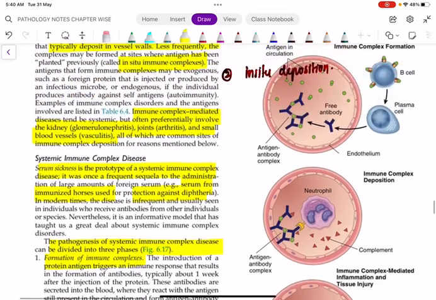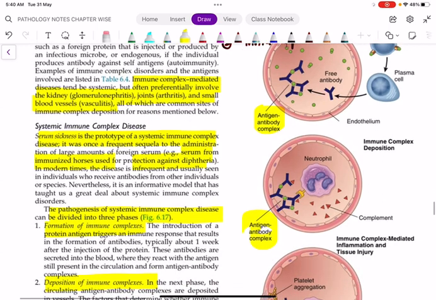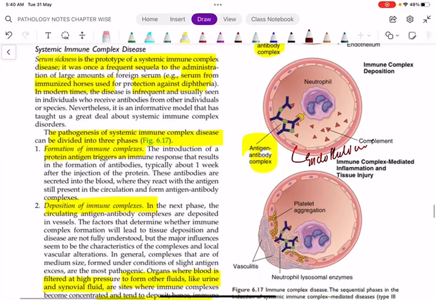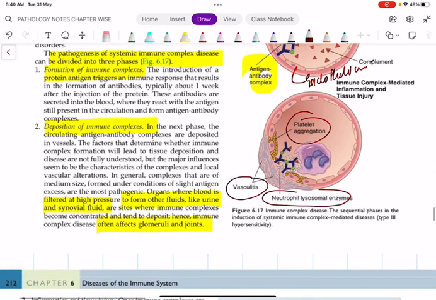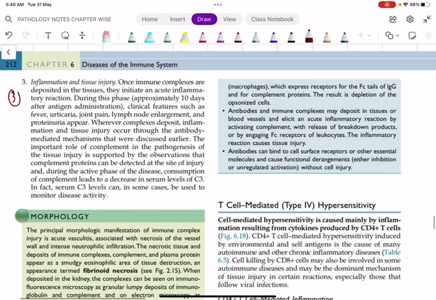So you can see here, we have an antigen in the circulation, and antigen-antibody complexes will be formed. Finally, they will get deposited in the endothelium. This will activate the complement, then platelet aggregation, then vasculitis, all those things will happen. That is, they are going to trigger the inflammation. Just to remember the three steps: number one, formation of immune complex; number two, deposition of immune complex; and number three, inflammation and tissue injury.